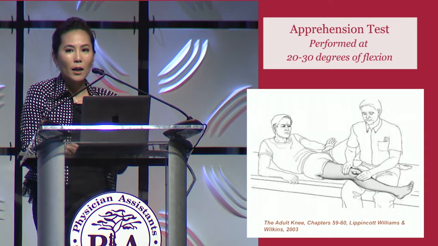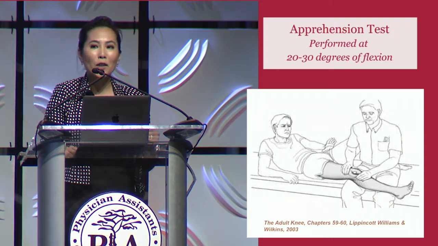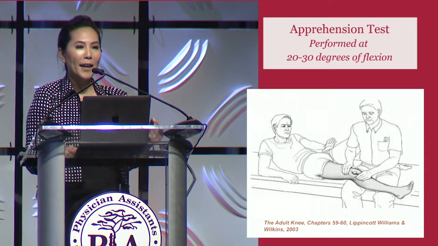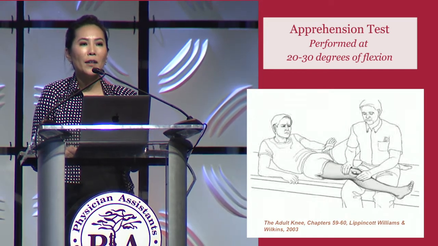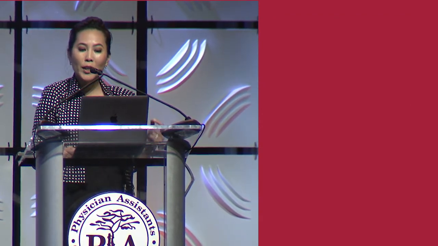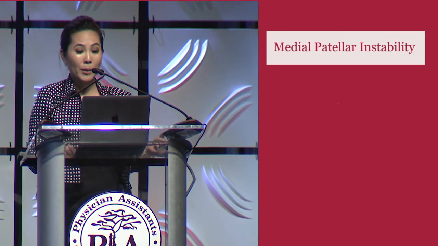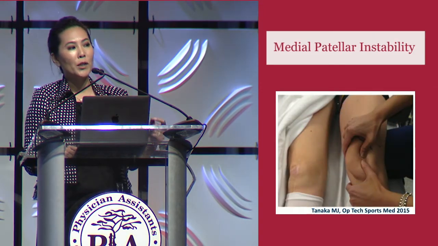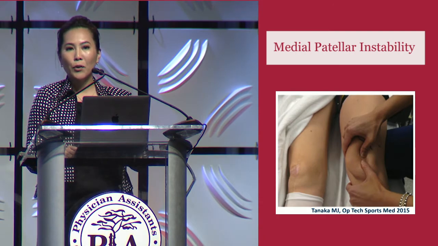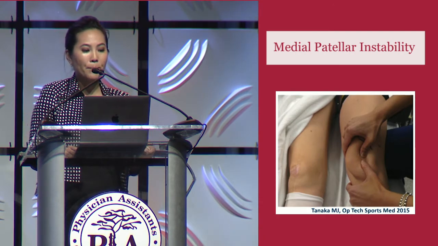Now with this, it's important to know that you can also have pain. So pain with translation is not a positive apprehension test. It really has to recreate their sense of instability, and you have to know which direction it is because there is an entity called medial patellar instability, which is not common, but it can happen. And what you don't want to do is just check laterally and completely miss this entity.